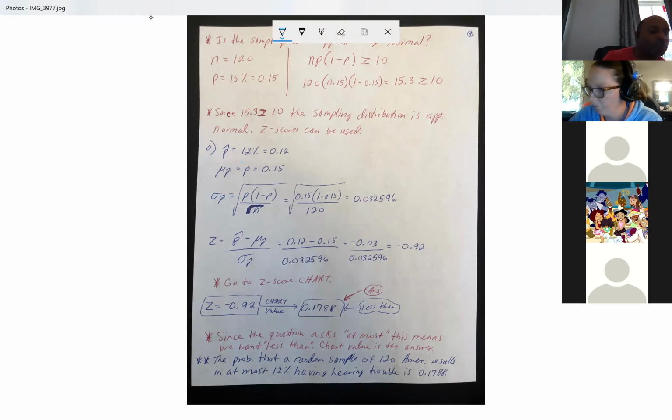All right. So we're going to convert it to a Z-score, and we see that right here. How we would do that: P hat minus the sample proportion mean, over the standard deviation of a sample proportion. So it's 0.12 minus 0.15 over 0.032596, and that gives us the Z-score of negative 0.92.